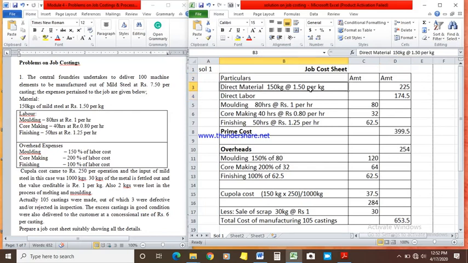So direct material 150 kg at 1.50 per kg. So that comes to 225. So under the direct labor, three different activities are involved. Labors working in three different departments.